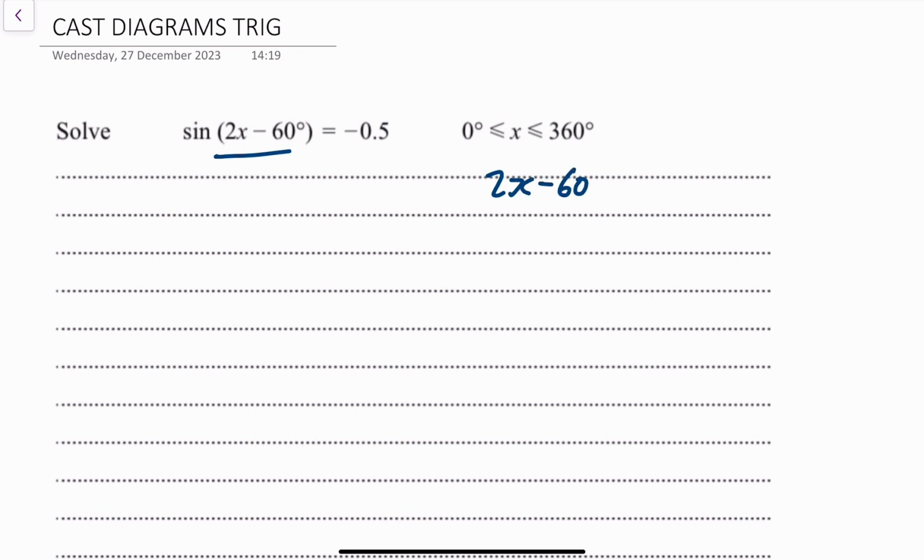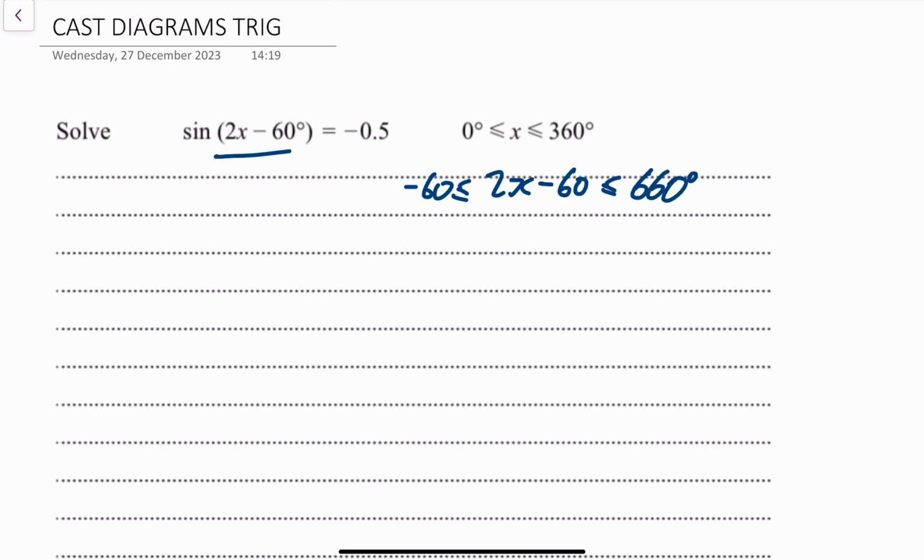So to get from x to 2x minus 60, you multiply by 2, then take away 60. So if you multiply 0 by 2, you get 0, then take away 60, you get minus 60. So that's where my range changes to. If you multiply 360 by 2, you get 720, and then take away 60, you get 660.